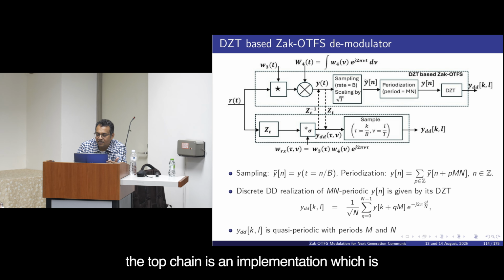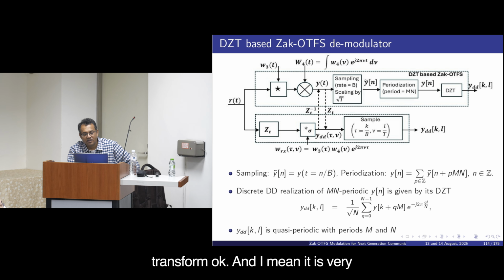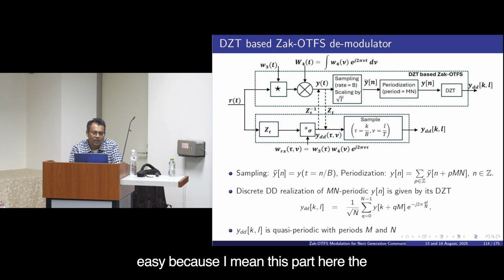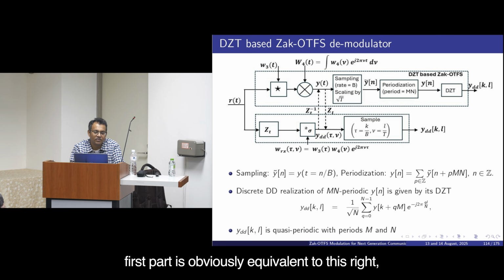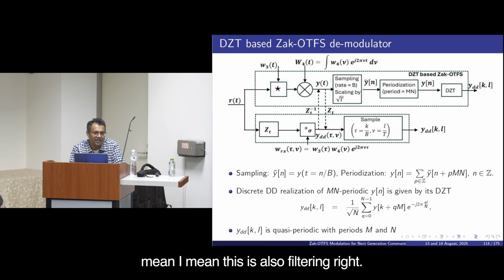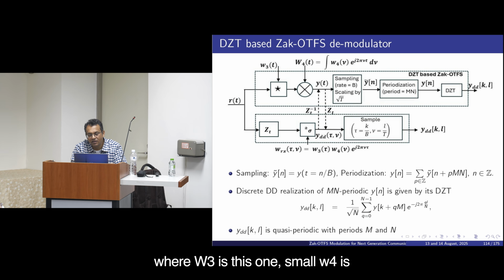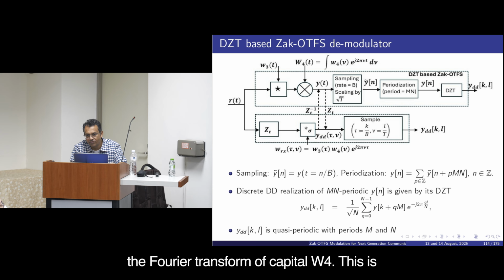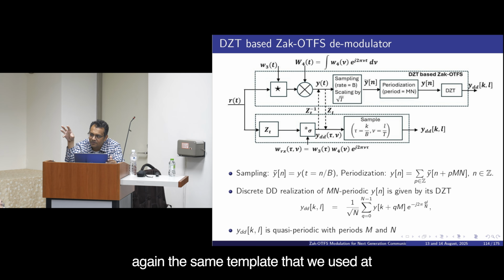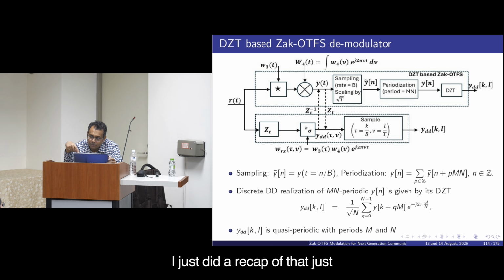So, the top chain is an implementation which is based on discrete processing, namely the discrete Zak transform. It is very easy because this first part is obviously equivalent to this. This is also filtering. So, this followed by this you can replace with a single twisted convolution with this filter, where W3 is this one, small w4 is the Fourier transform of capital W4. This is again the same template that we used at the transmitter and that we also discussed yesterday. I just did a recap of that just now.